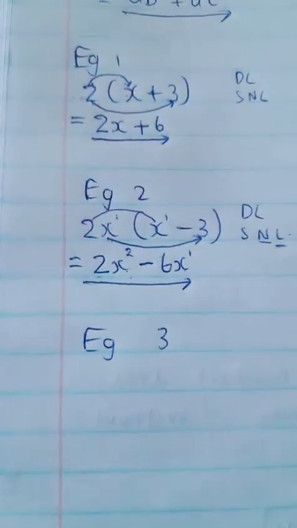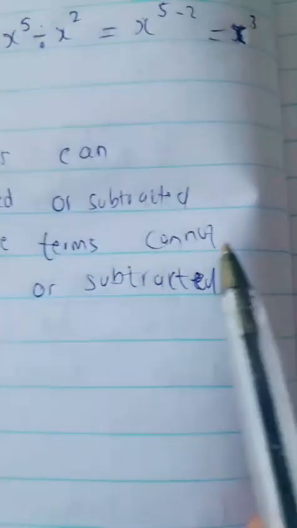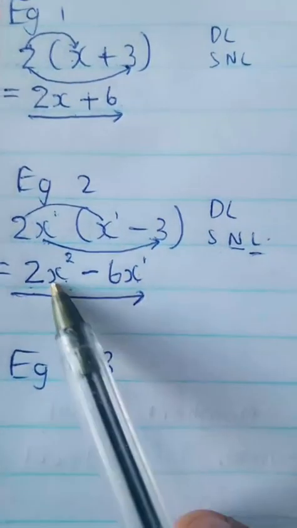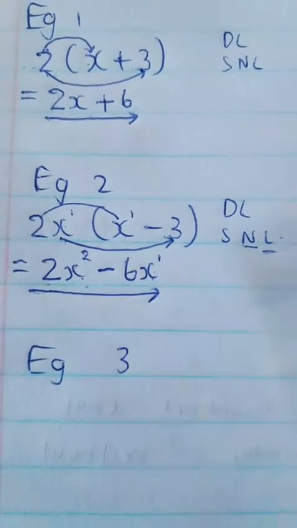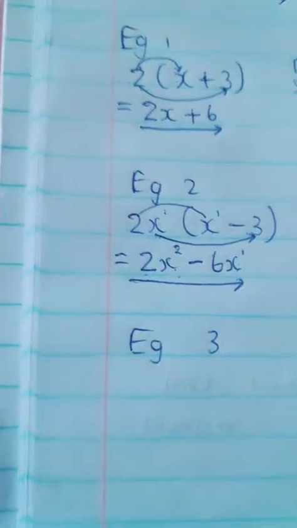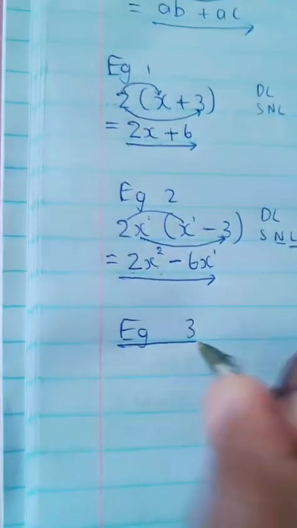I hope we are clear. Unlike terms cannot be added or subtracted. So that's why we leave the two terms as they are. We don't go further. Example 3.